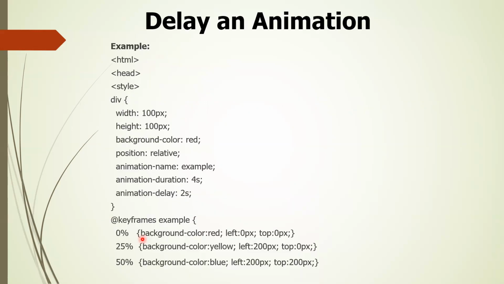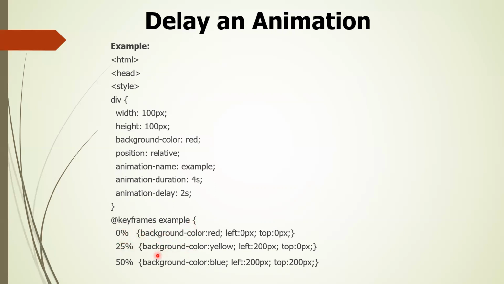The second example is for delaying an animation. That is, we will introduce a delay of 2 seconds or 5 seconds, whatever time we want to delay the animation, we can give with the help of the property animation-delay. So in the previous example, whatever we did, we are extending a little bit in this second example. In this, animation duration is 4 seconds. Animation name, example. Animation delay, we are giving as 2 seconds. Then in the keyframes example, whatever we should do, we are giving here.